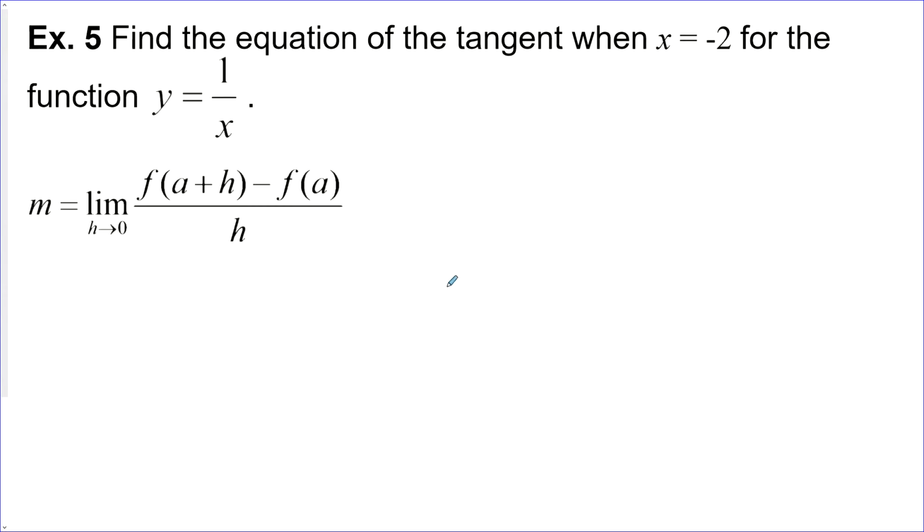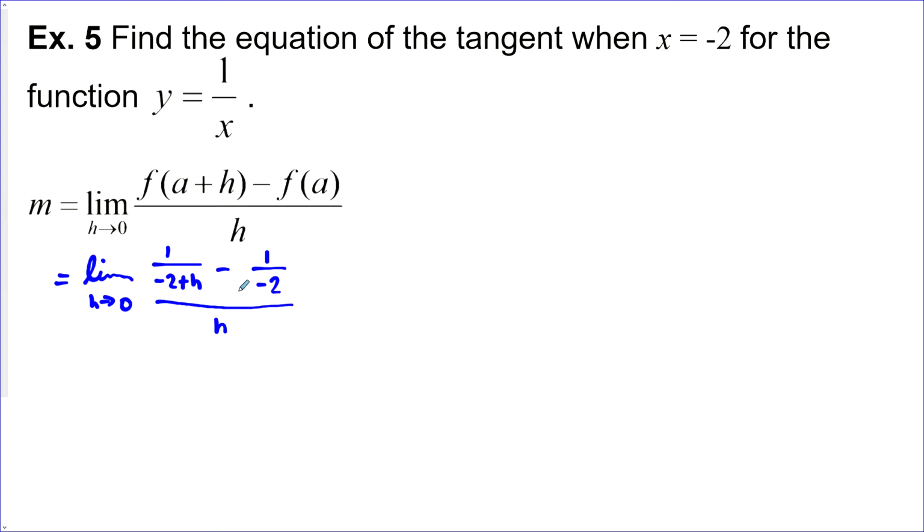Find the equation of the tangent when x equals negative 2 for the function y equals 1 over x. We've got a formula here, so we're going to have the limit as h approaches 0 of 1 over negative 2 plus h minus 1 over negative 2, all over h. Now we probably don't like these fractions in the numerator, so let's get rid of them.